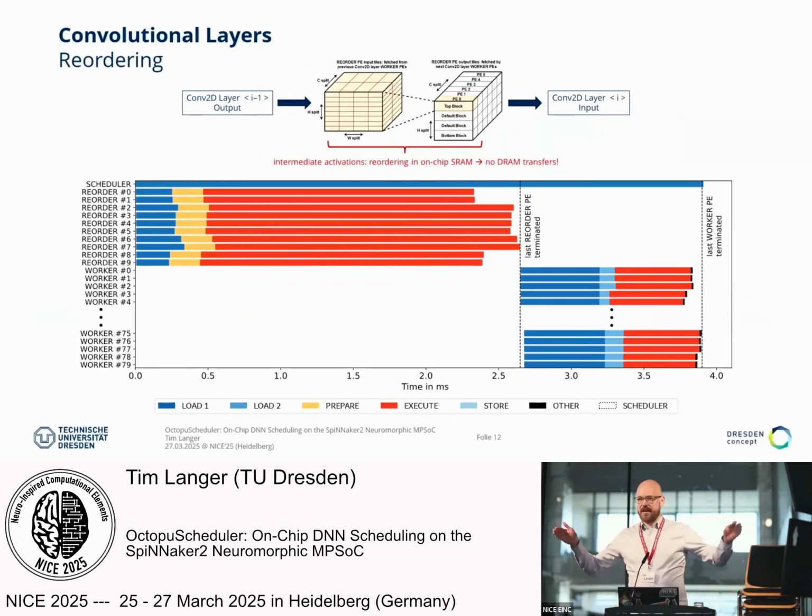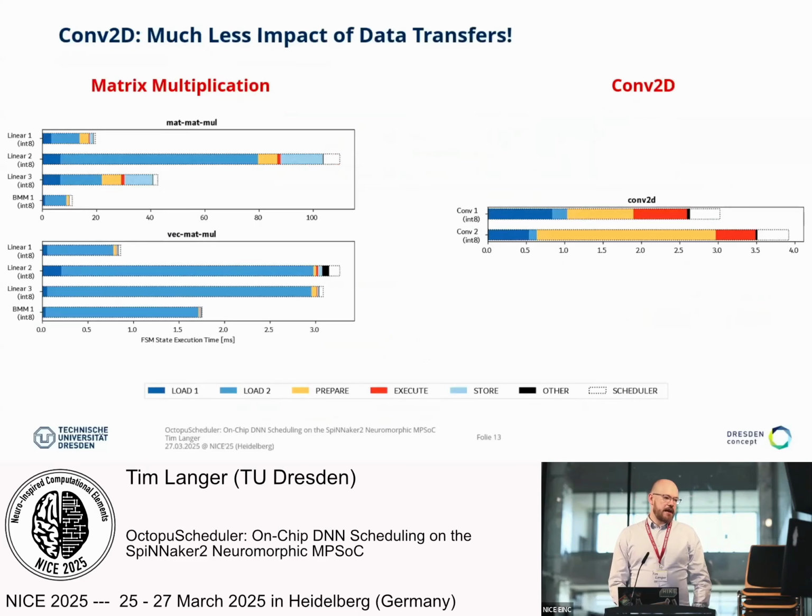So the scheduler always defines the start and end of a layer. And the dedicated reorder PEs first fetch the output results from the previous layer and reorder them. And once these input tiles for the next layer are prepared, we can start with the worker PEs for the execution here. And in comparison to the matrix multiplication, you can see that this red part, the execution, is more balanced here. So we also hope that this will be a good improvement for the matrix multiplication. The convolution is just where we tried this first.